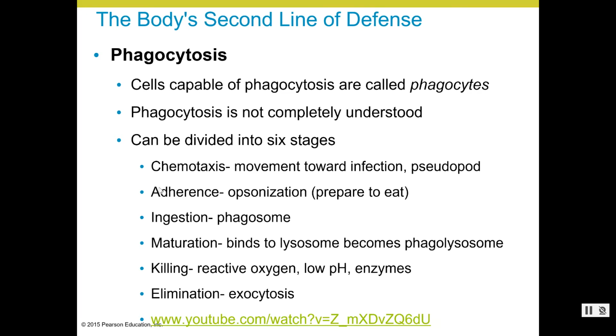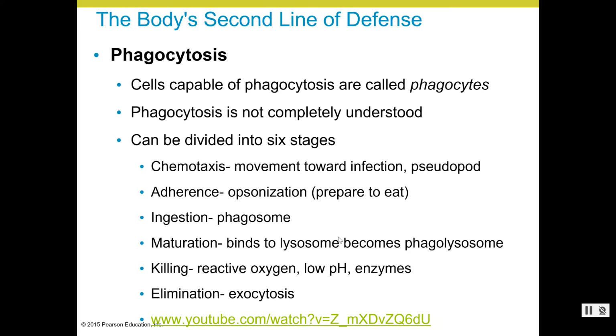Once it's adhered, calling all invaders. The I stands for ingestion. It's going to take it into a vesicle called a phagosome. That phagosome is going to fuse with a lysosome, and that starts the process of maturation. The phagosome and the lysosome fuse and become a phagolysosome.